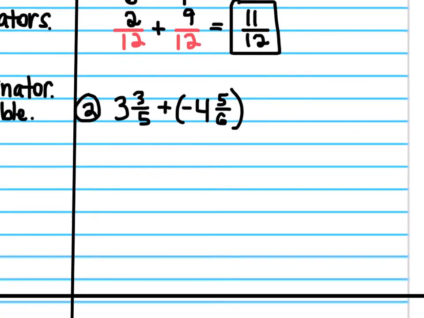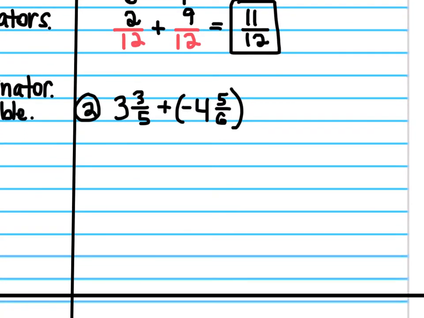Okay, problem 2, we have mixed numbers. I always tell kids to make sure to make them improper because it's just easier, especially when you're dealing with positive and negative fractions, to make them both improper. So for the first fraction, we have 3 times 5 plus 3, and that's going to be 18 over 5. And for the next fraction, it's 6 times 4 plus 5, so that's going to be 29 over 6.